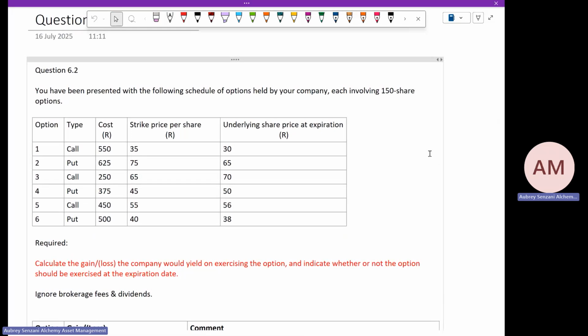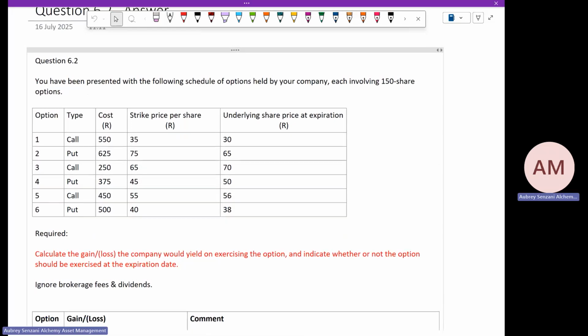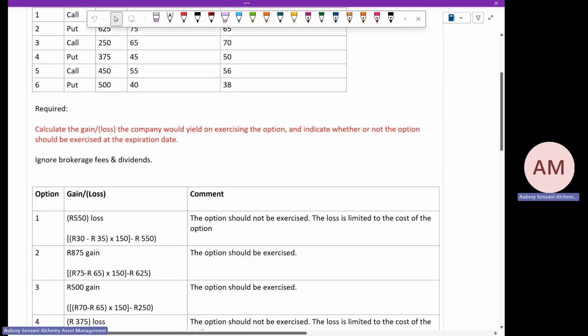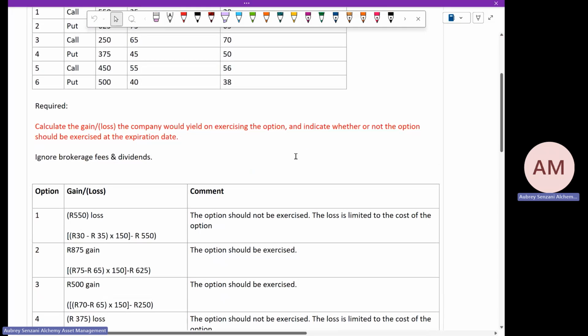Now we say, let's apply our formula. The spot price is 30. The strike price is 35. Can you see that here we're not going to execute anything? Because what's happening? The price in the market is less than the price that we can buy at.